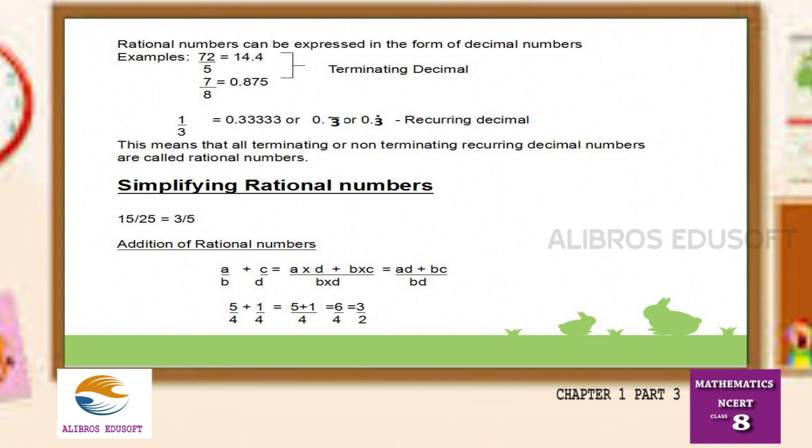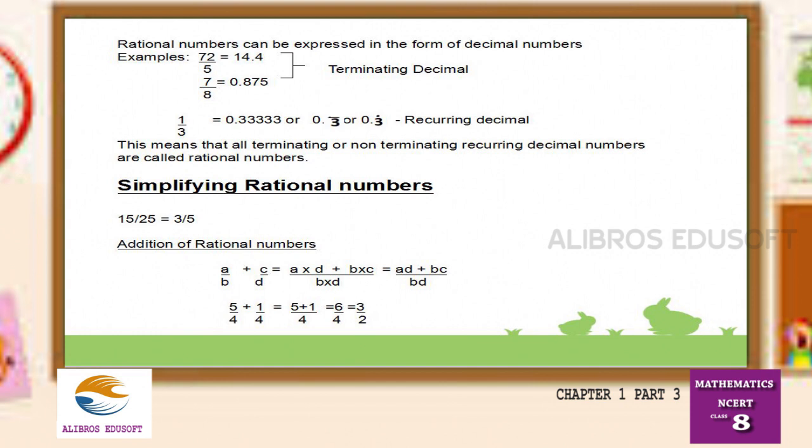Next example, 1 by 3. 1 by 3 is equal to 0.33333, which continues. That is called a recurring decimal. So, 0.3 bar or 0.3 dot. This can be written as 0.3 dot or 0.3 bar. These are called recurring decimals. This means that all terminating or non-terminating recurring decimal numbers are called rational numbers.